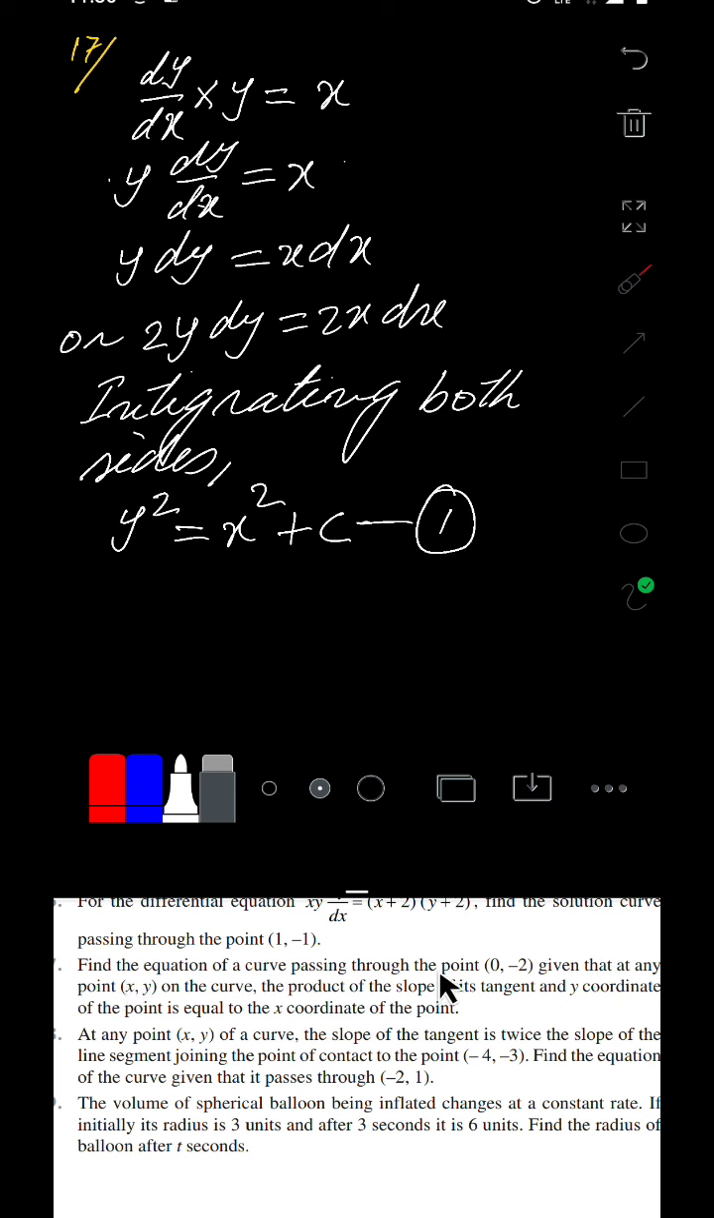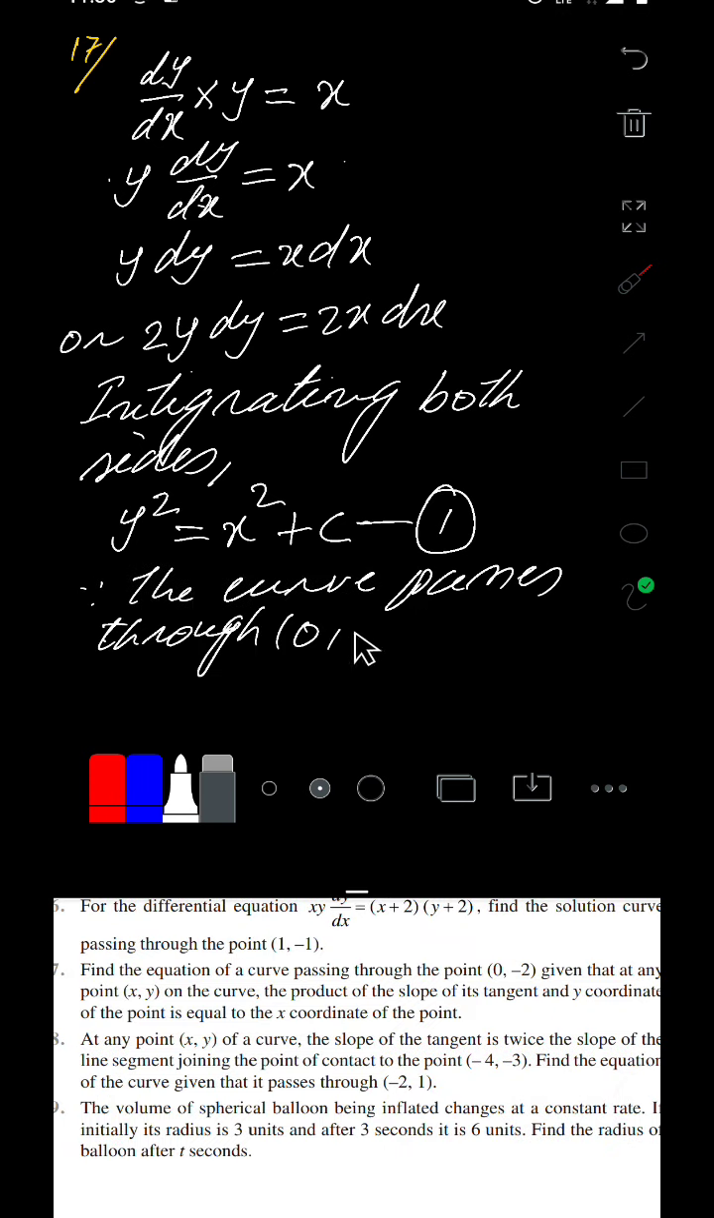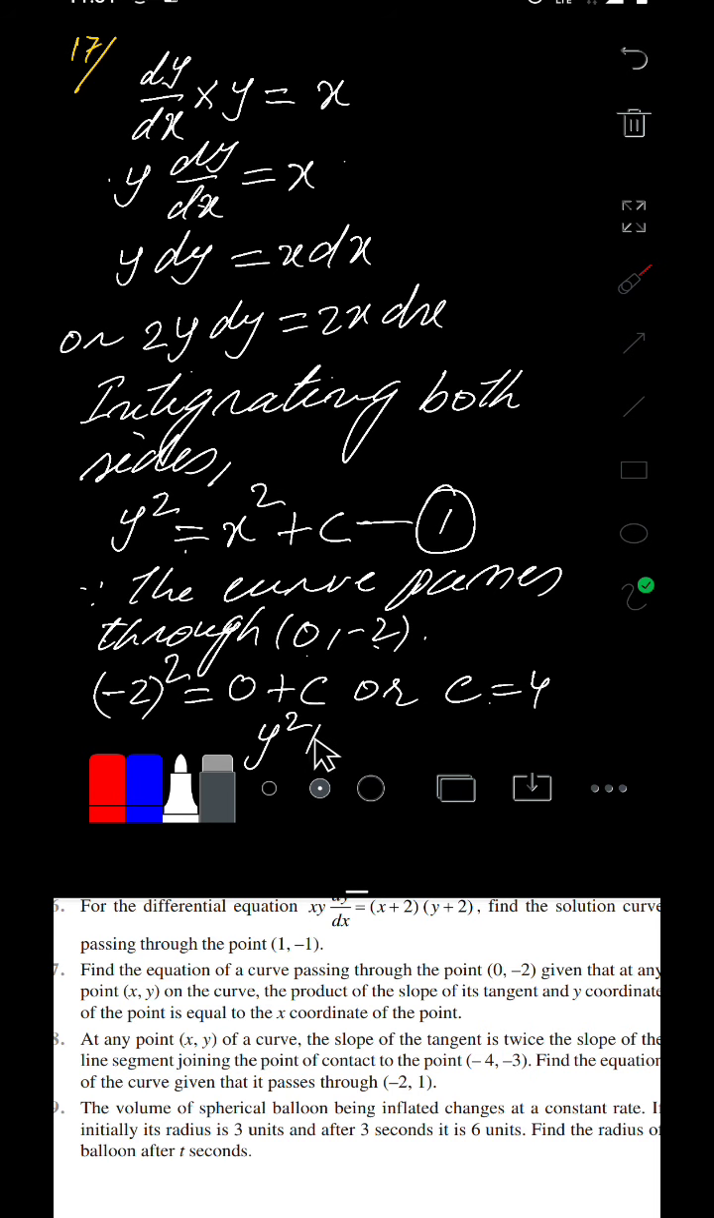Now it is already given in the question that the curve passes through the point (0, -2). Since the curve passes through (0, -2), it means this point will satisfy the equation of the curve. So putting x is equal to 0 and y is equal to -2 in this equation, we have (-2) square is equal to 0 plus c, or c is equal to 4. Now putting back this value of c in equation number 1, we get y square is equal to x square plus 4, and this is the required equation of the curve.